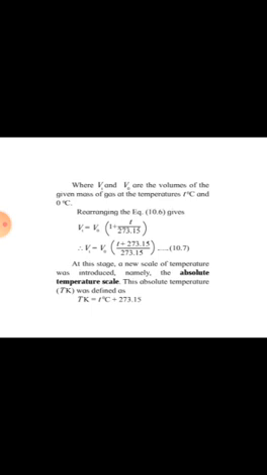At this stage, a new scale of temperature was introduced, namely the absolute temperature scale. This absolute temperature was defined as T Kelvin equals t degree Celsius plus 273.15. This is also called the thermodynamic scale of temperature. The unit of this absolute temperature scale is called Kelvin in honor of Lord Kelvin, who determined the accurate value of absolute zero, minus 273.15 degrees Celsius, in 1854.